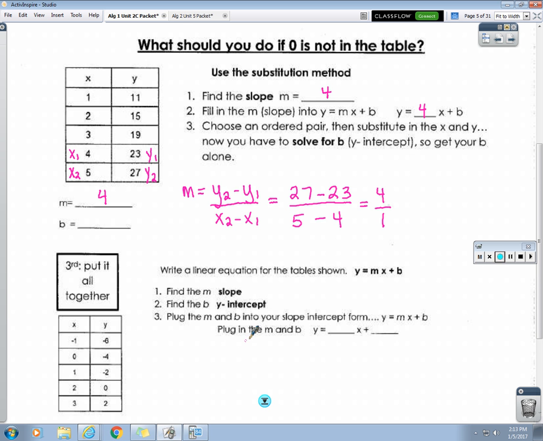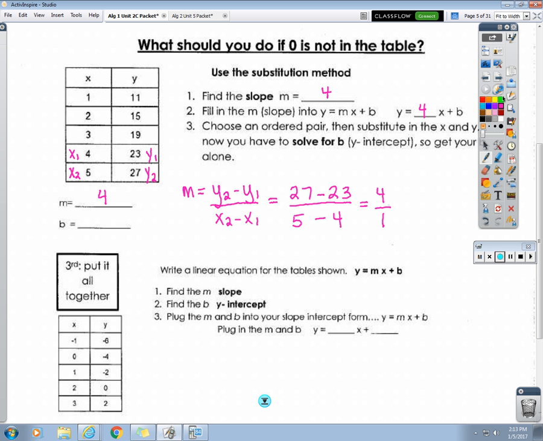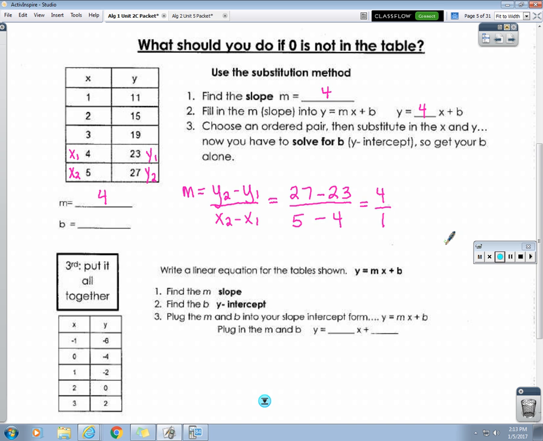This is how you now find the b. So I want you to stop writing and pay attention. I'll give you time to copy. Okay. So we know our ultimate goal here is to write the equation in slope-intercept form. Y equals mx plus b. We just found out m is 4. We do not know b. That's what we want to find out.